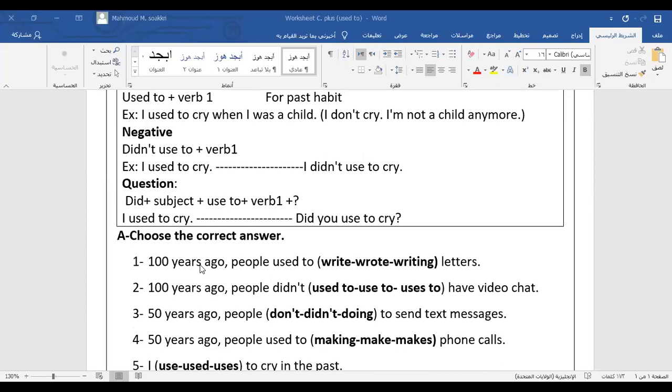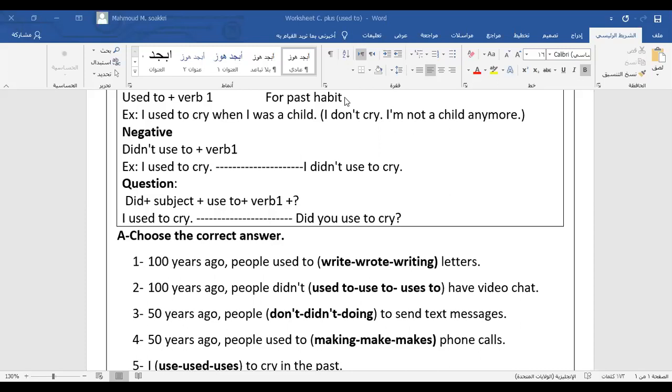100 years ago, people used to write. Okay, 100 years ago, people used to write. Look, students, Yasin Khalid chose the first one because it's verb one. After used to, we use verb one. Thank you, Yasin. Mute yourself, please.